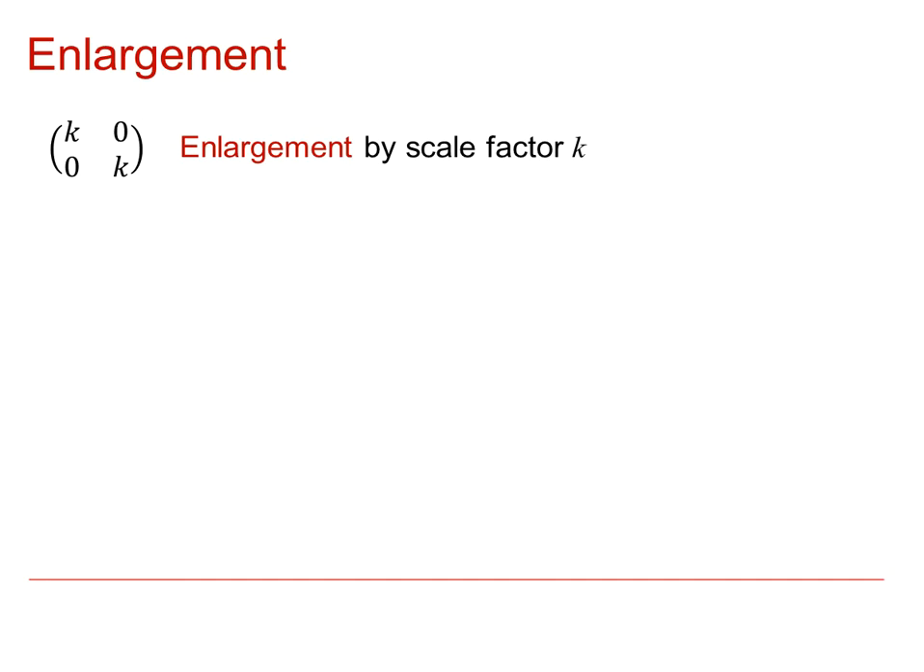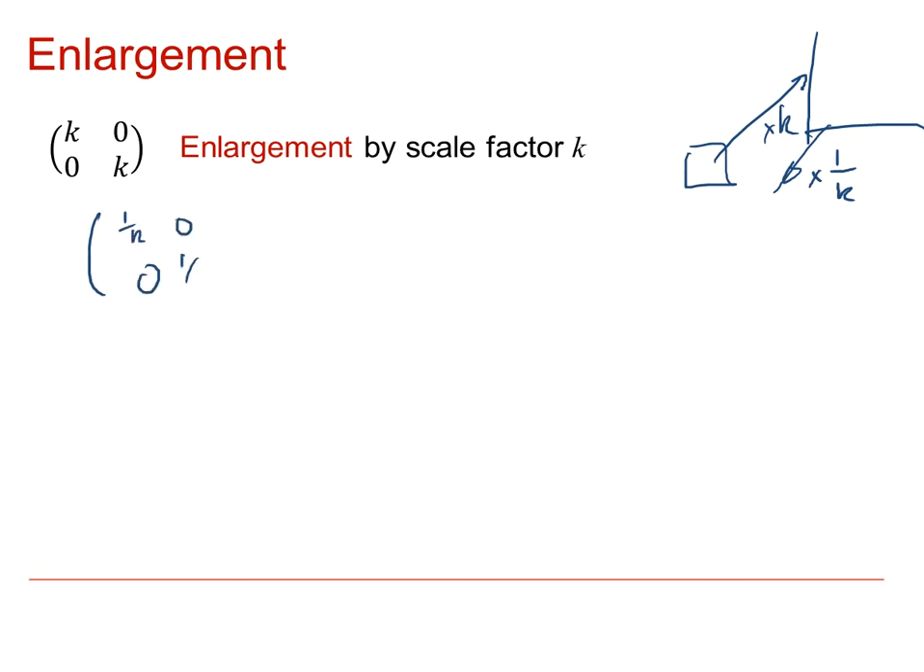If we now think about an enlargement, what happens is we get something which is linearly k times bigger. So to get back to where we started, we need to divide by k, or do an enlargement of 1 over k. We would expect the inverse matrix to be (1/k, 0; 0, 1/k). In other words, it's an enlargement by a scale factor of 1 over k. And if you multiply those together, then yes, we get the identity.